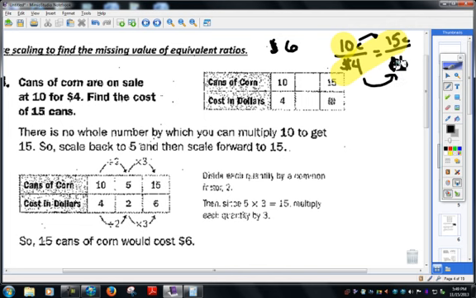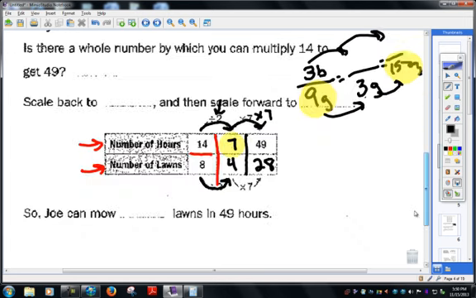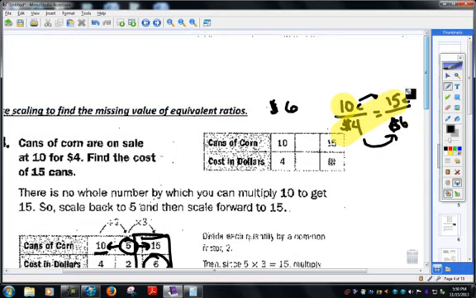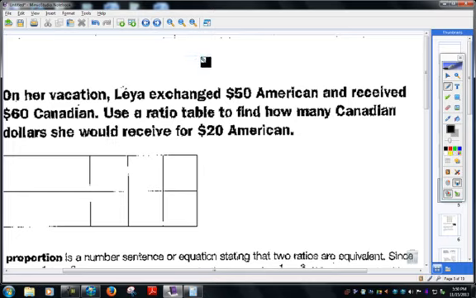I used cross products. But using the table here, you can see that they started with their regular ratio, 10 cans of corn, $4. They went ahead and scaled back to 5 because they knew 5 was a factor of both 10 and 15. And then whatever they did to the top, they did to the bottom to get their new ratio. And then they answered the question. That would cost $6. Okay? I'm hoping this is making sense. I'm trying to relate it back to the proportion just to show you it's no different. It's just in table form.